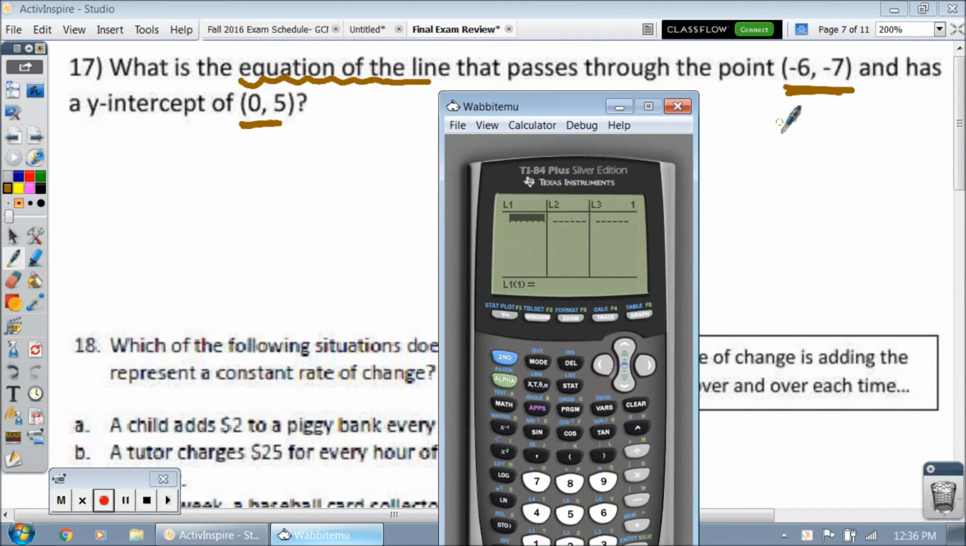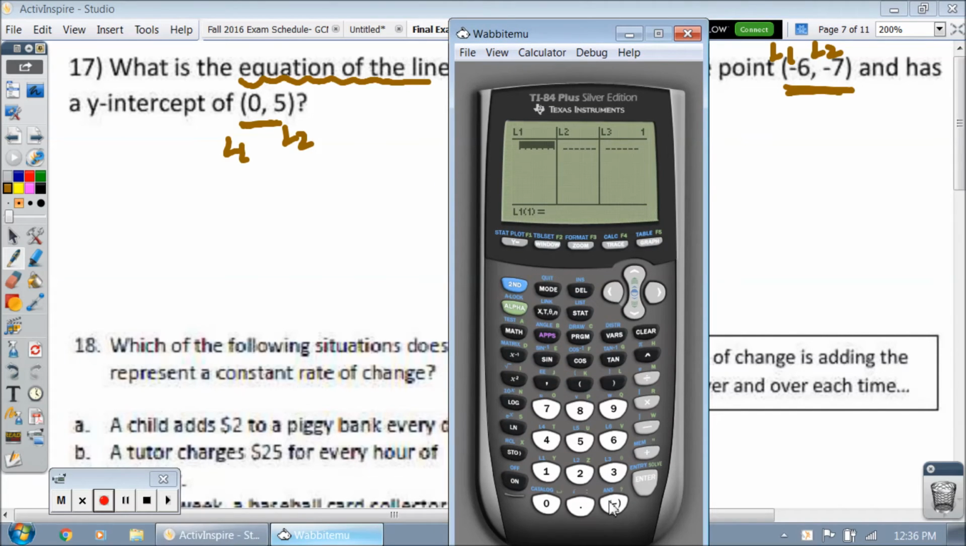Now, just because these are coordinates doesn't mean we can't put them in L1 and L2. Remember, your x values are L1 and your y values are L2. So we're just going to put them in as if we're making an XY table. So negative 6 and negative 7, that's one coordinate, and then 0, 5. We're ready to stat edit.